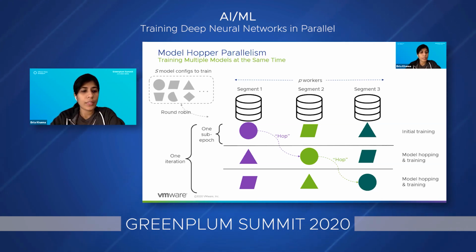One more thing to note here is that the accuracy of the models being trained mainly depends on the gradient descent, which is actually robust to the visit order. So it doesn't really matter how the model is hopped as long as each model sees the entire data set. Next slide.